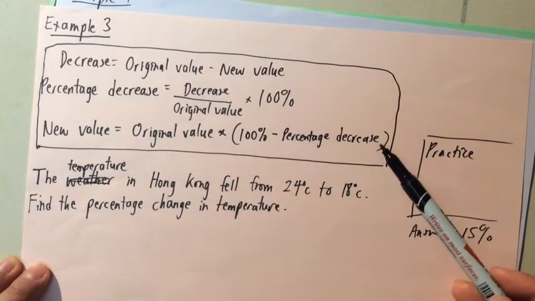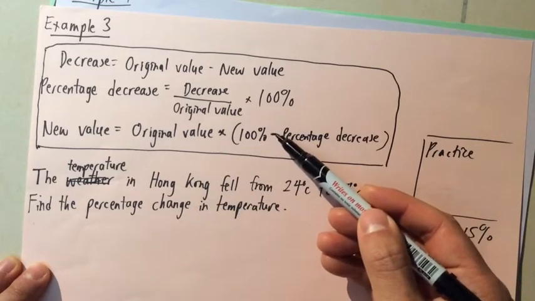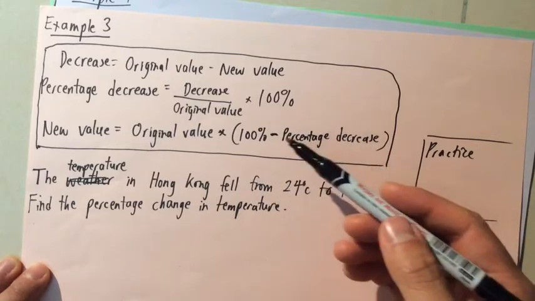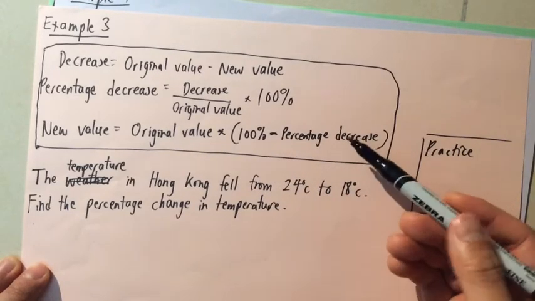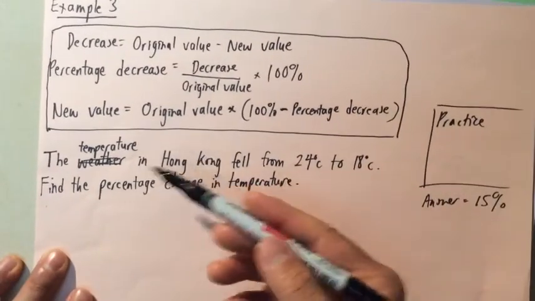For this formula, our key difference is right here. Instead of adding the percentage increase, we subtract the percentage decrease. So keep that in mind and make sure not to make that mistake. Let's look at the example question.